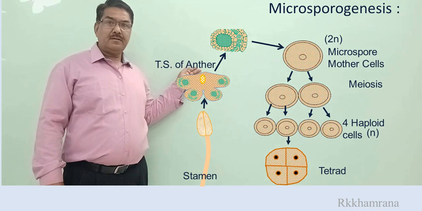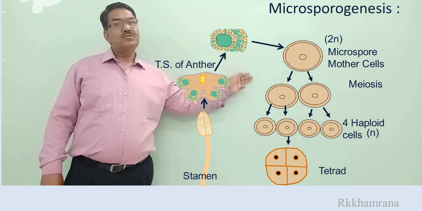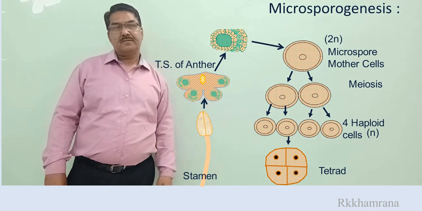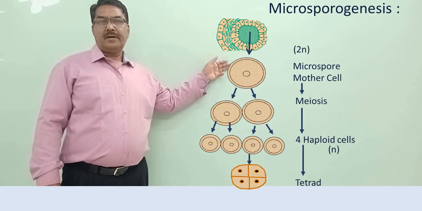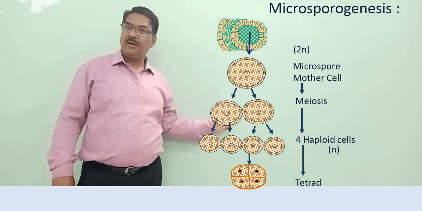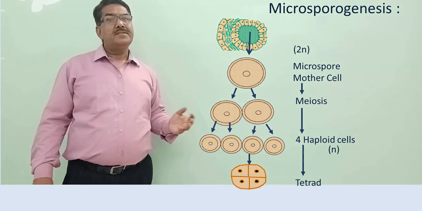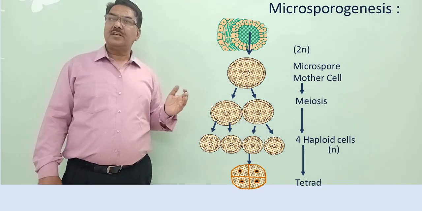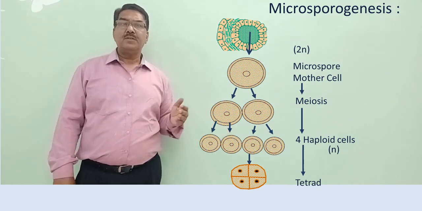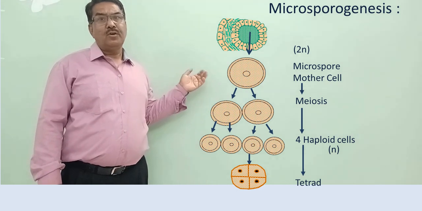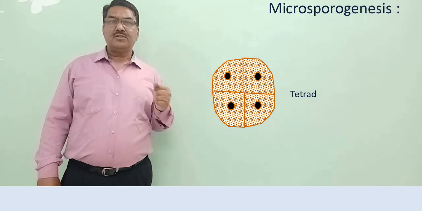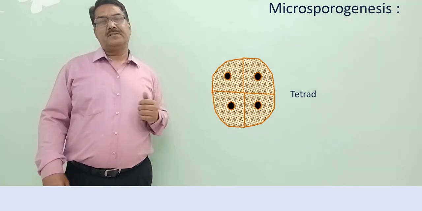Stamen TS of anther: the microspore mother cell undergoes meiosis and converts into four haploid cells, which form tetrads. Sporogenous tissues contain microspore mother cells that undergo meiosis and convert into four haploid cells, the tetrad. As each cell of the sporogenous tissue is capable of giving rise to microspore tetrads, each one is a potential pollen or microspore mother cell. Microspores, as they are formed, are arranged in a cluster of four cells, the microspore tetrads.